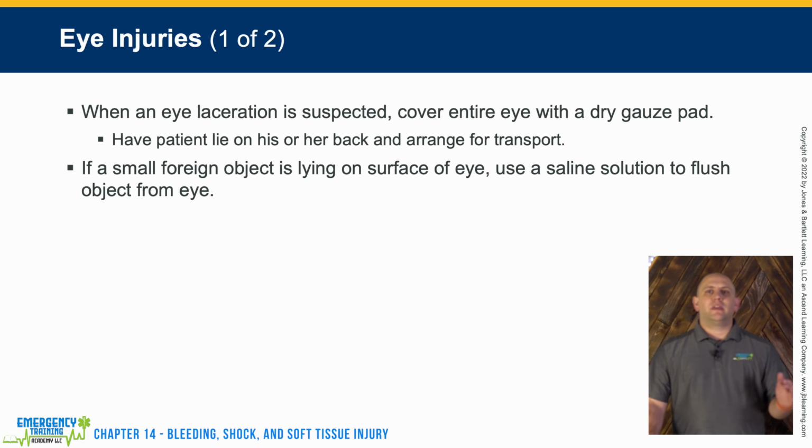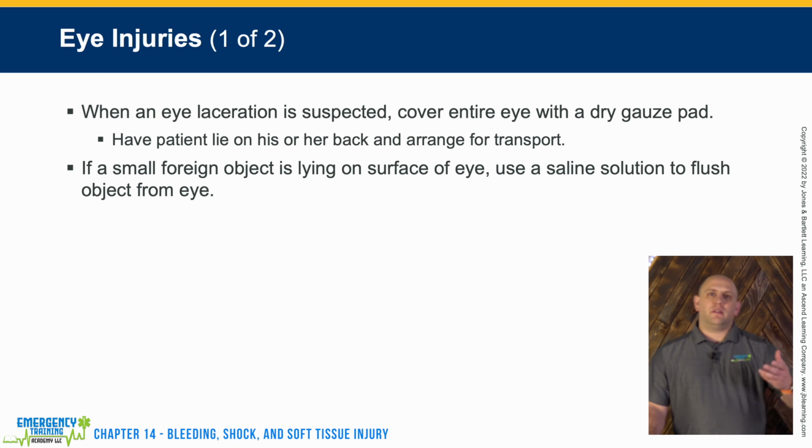Another type of injury that we can have is our eye injuries. Anytime that we have a laceration or suspect that there's an injury to the eye, we want to cover that eye with a dry gauze pad. If the patient is comfortable doing so, you can have them lie on their back for transport. This isn't necessary. Sometimes they're going to be more comfortable sitting up.